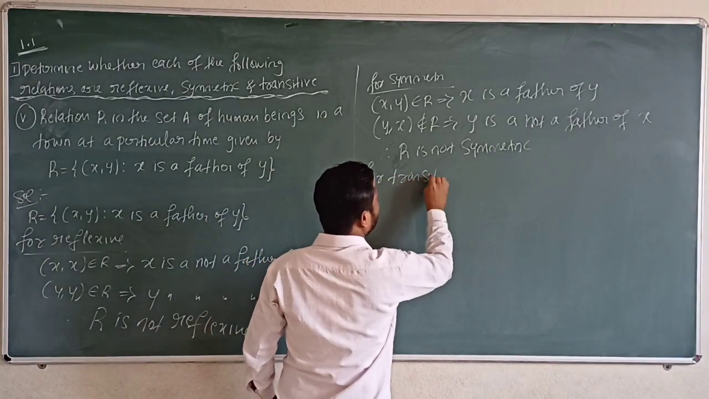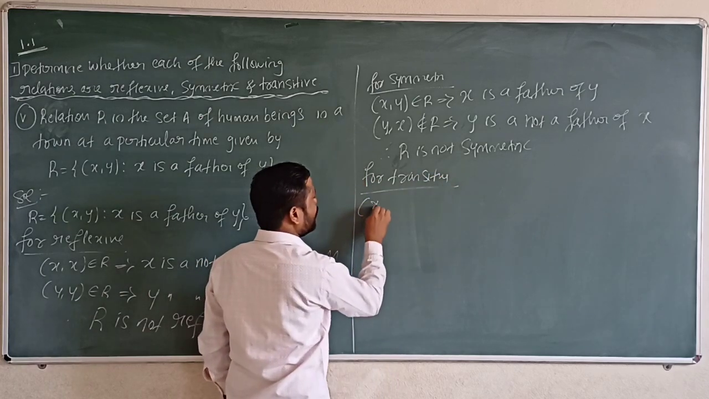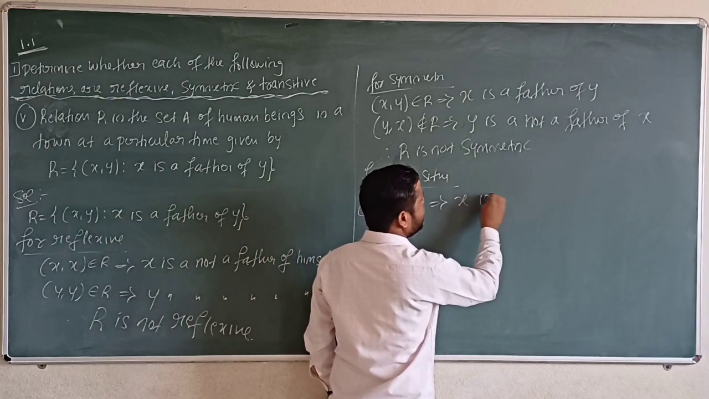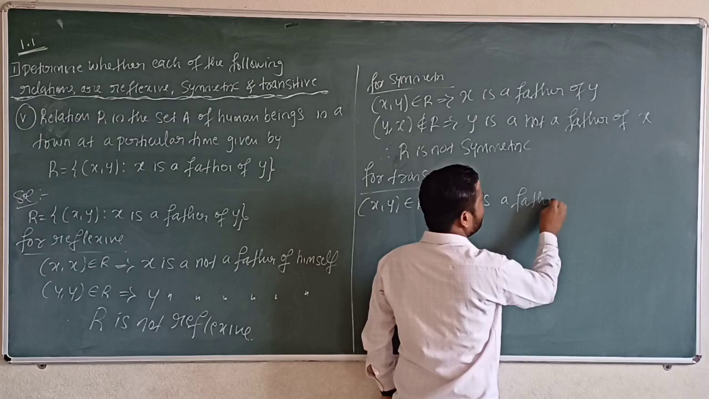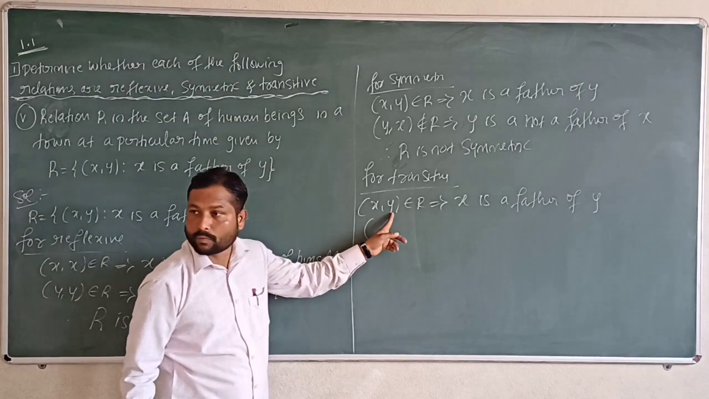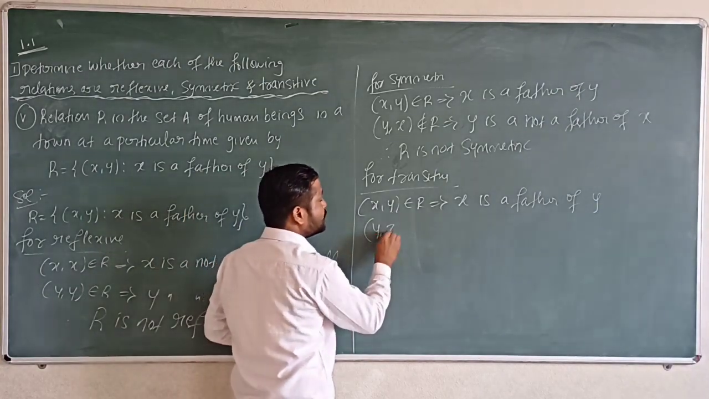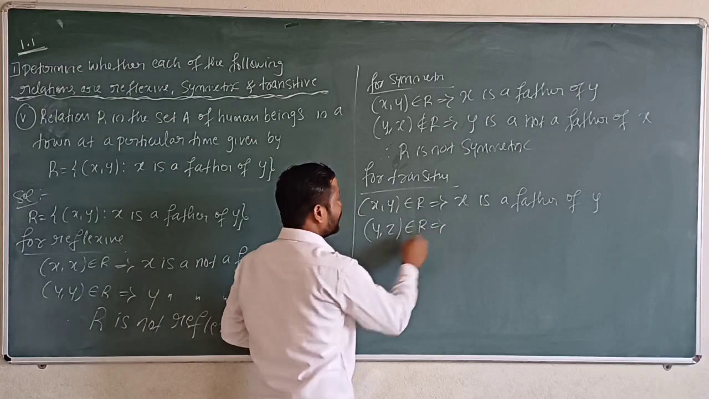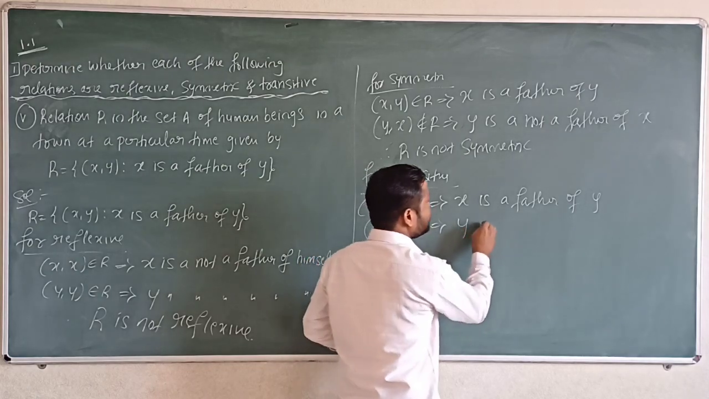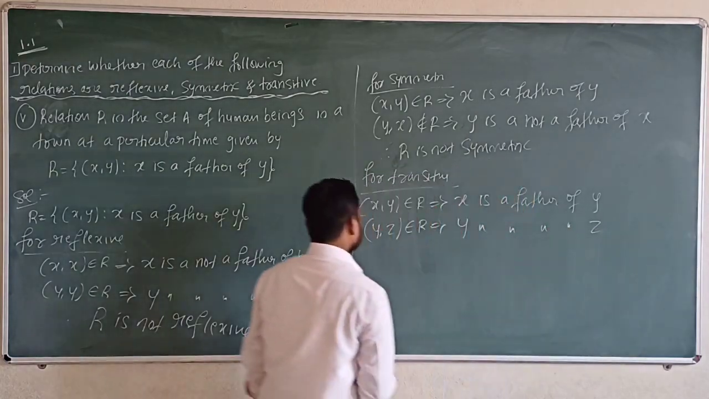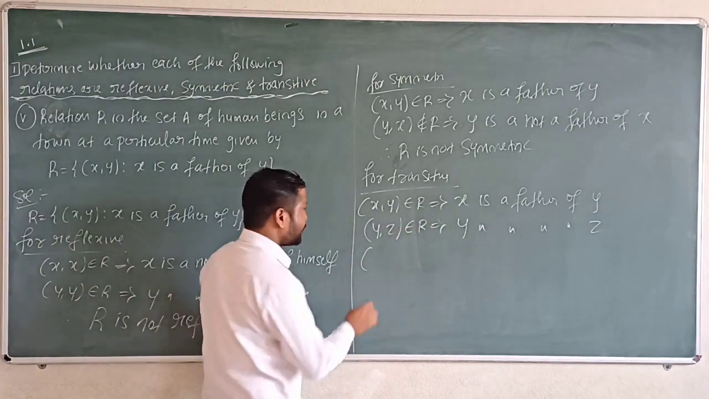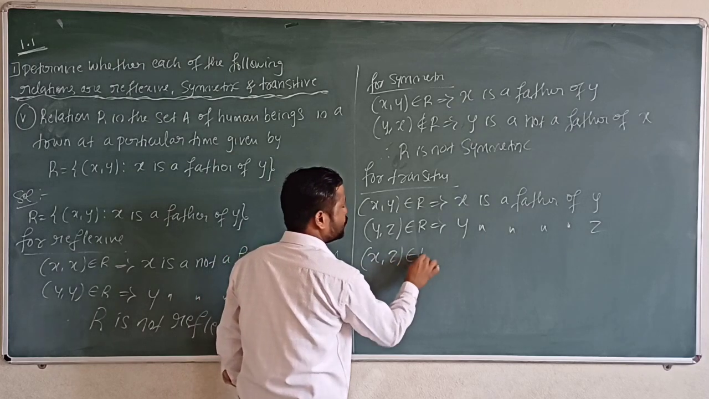For transitive, that is (x,y) belongs to R. It implies, apply the relation, x is a father of y. Correct? Below, x is a father of y now. Take up (y,z) belongs to R. Y is a father of what here? Z, because they are different persons. Then (a,b) belongs to R, (b,c) belongs to R, then (a,c). Take this (x,z) belongs to R here.